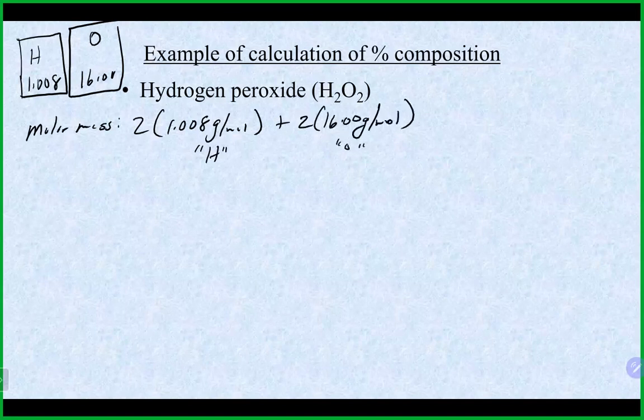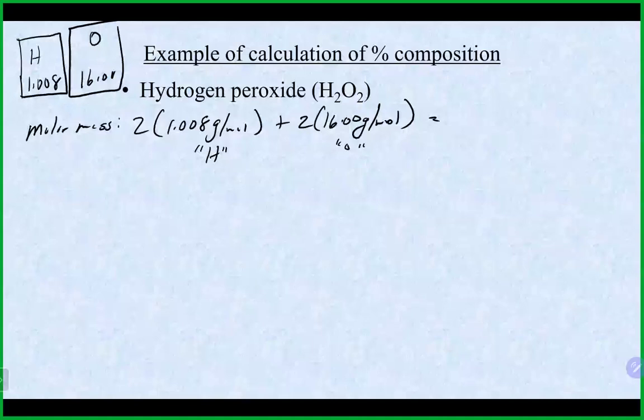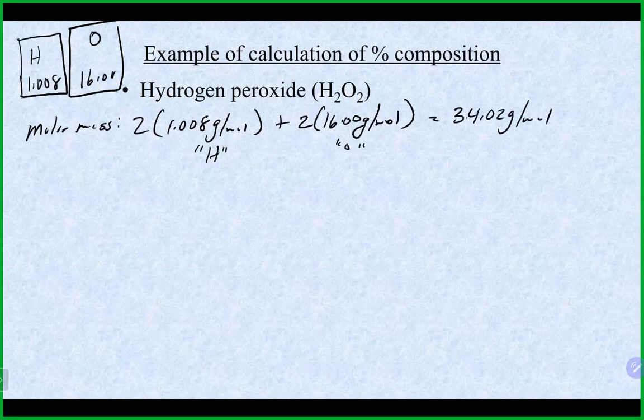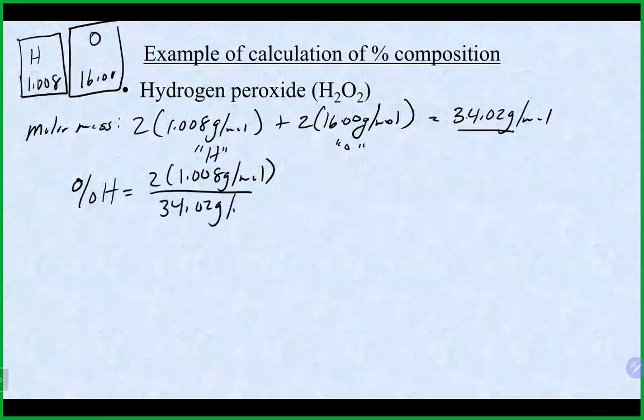And that's oxygen. And that's going to give us a molar mass in this case of 2 times 1.008 plus 2 times 16, about 34.02 grams per mole. So in this particular case, I want the percentage of hydrogen. And in this case, we do have 2 hydrogens. So we take our 2 times 1.008 grams per mole, and we divide it by the molar mass of the entire compound, 34.02 grams per mole. We're going to times it by 100%.